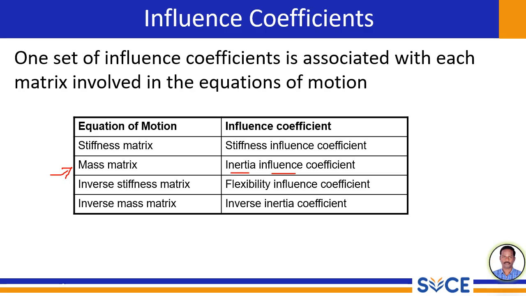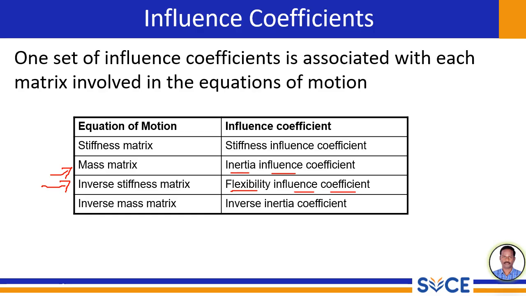Then we have the inverse stiffness matrix. The influence coefficients associated with the inverse stiffness matrix are known as flexibility influence coefficients. These are particularly useful as they directly relate displacements to applied forces. Specifically, a flexibility influence coefficient tells us the displacement at one degree of freedom due to a unit force applied at another degree of freedom or at the same degree of freedom.